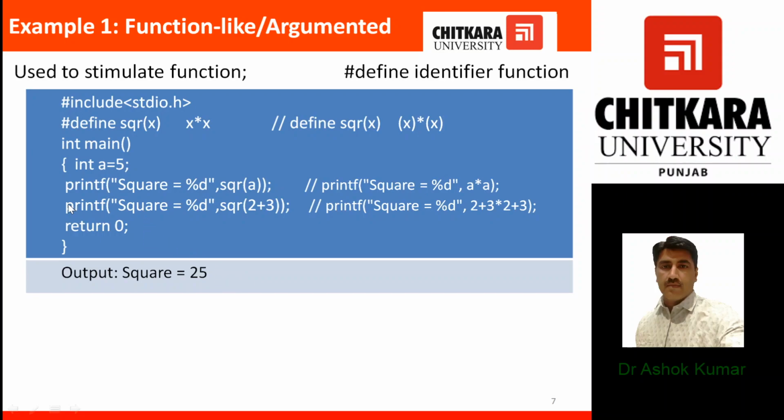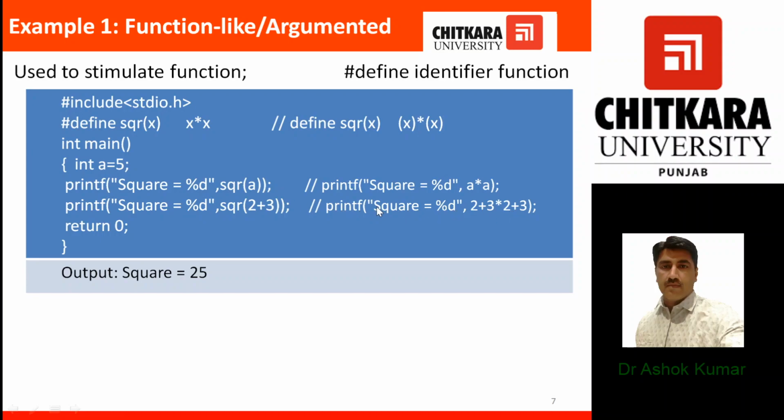Fine. I have added one more line after that. What will happen in this case if you call sqr with 2 plus 3? Here 2 plus 3 is x. The preprocessor will replace every x with 2 plus 3. So square of 2 plus 3 changes to 2 plus 3, this first x, then into, and the second x will be replaced by 2 plus 3. So what you get is 3 into 2, 6, plus 5, 11. We expected the output 25, but this line gives us the result 11.